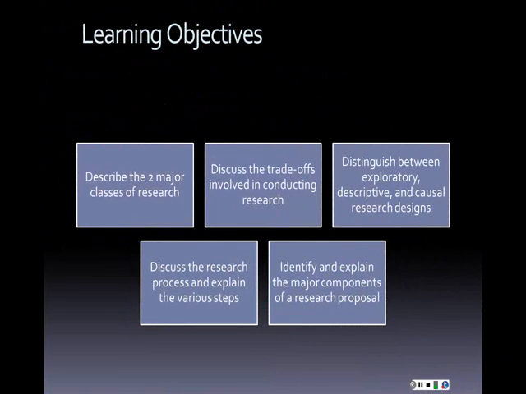All right, so learning objectives for today. First of all, we're going to be talking about two major classes of research, and that's primary and secondary research. A quick warning, or more just a way to think about this online lecture: this is probably the one lecture that has the most terminology in it, and we're going to be covering a lot of ground.